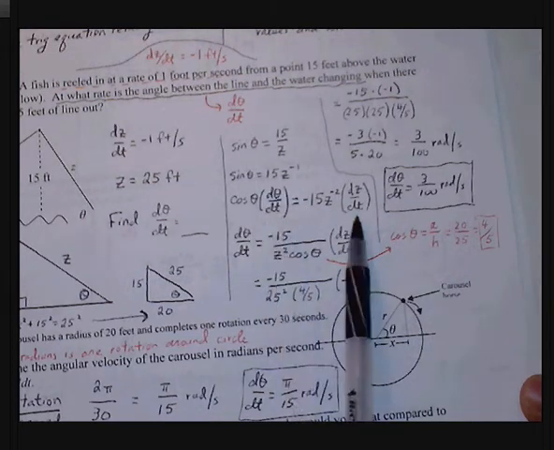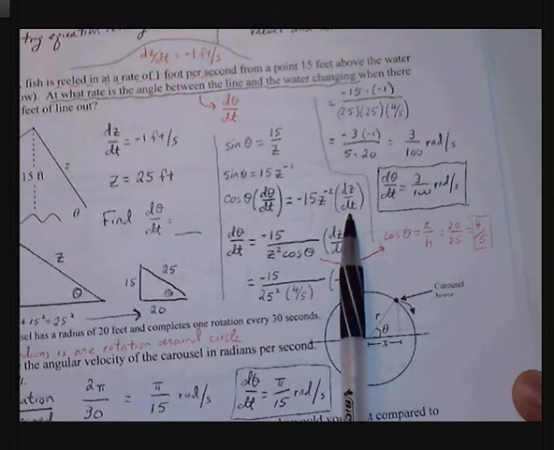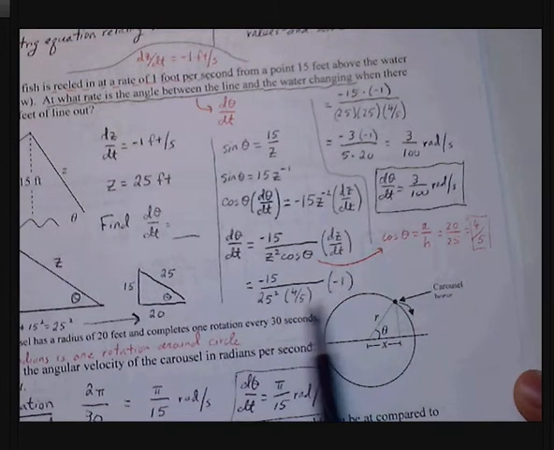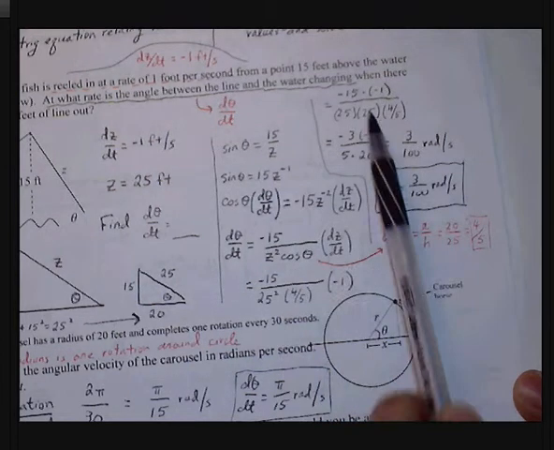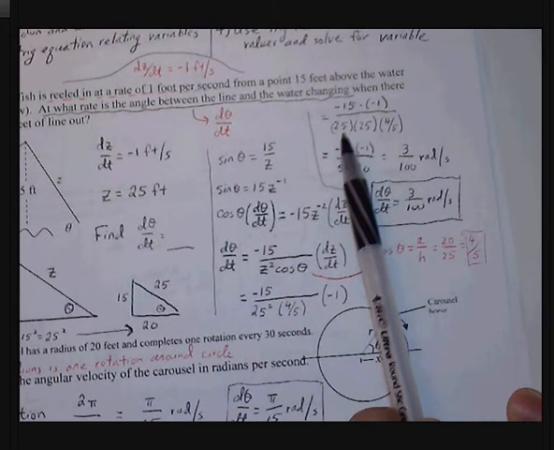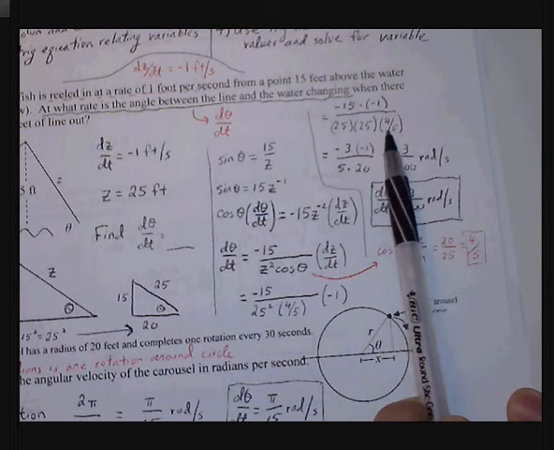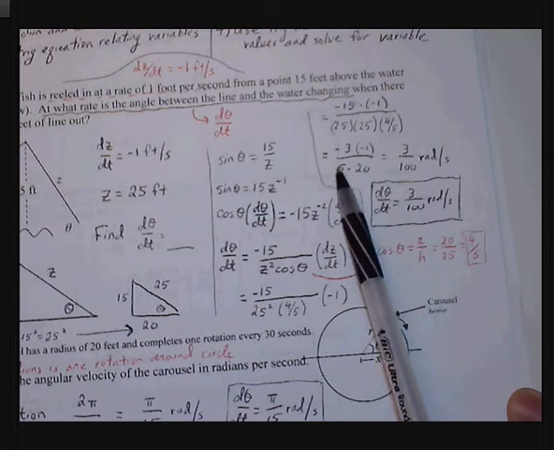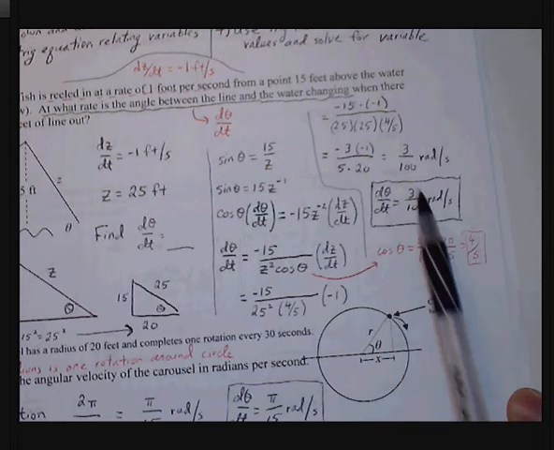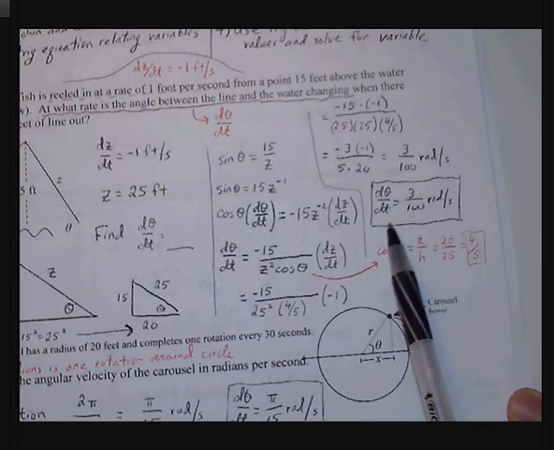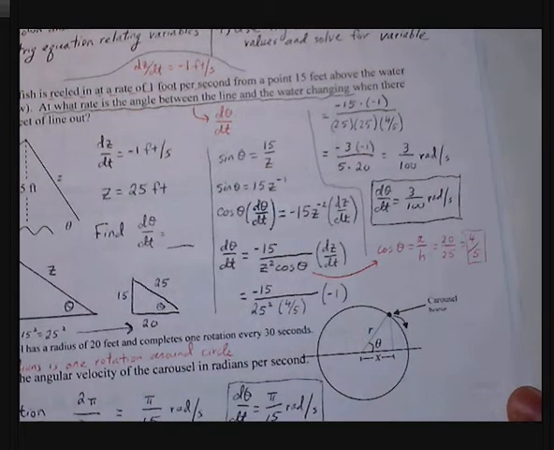So once we're here, we can just start to clean up, start to simplify. Negative 15 over 25 squared, 25 times 25. The 4/5 can cancel out with the 5, and this comes down to be negative 3 times negative 1 divided by 5 times 20, 3 over 100, so d theta over dt is equal to 3 over 100 radians per second. Okay. Let me see if I can get through example 2 as well.